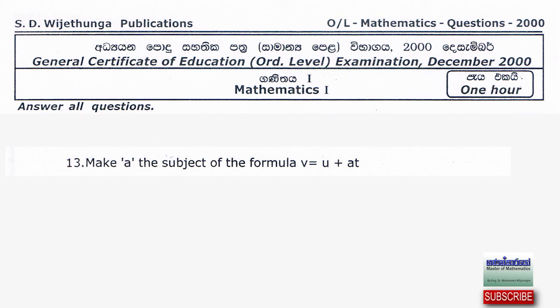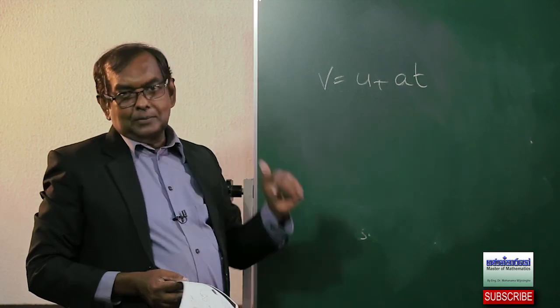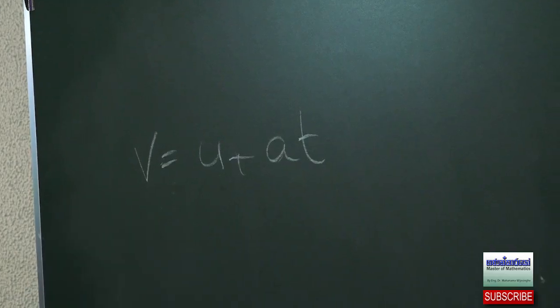Now we turn to the 13th question. This is a substitution problem. We have already solved another substitution problem, but here the difference is that data is not given with values. We have to make A the subject of the formula V equals U plus AT. That means we have to find out the value of A. What should we do to find out the value of A? A has to be kept alone on one side and all other variables are to be taken to the other side.